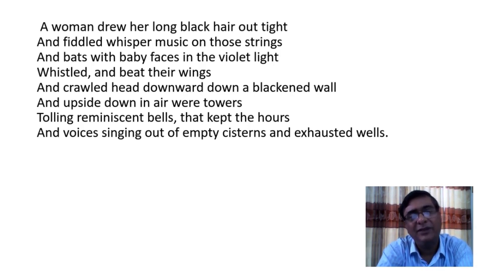And bats with baby faces in the violet light, it indicates also the degenerated human beings. Bats with baby faces whistled and beat their wings. Can you gauge the kind of imagery Eliot creates, that the bats are with the faces of human beings and beat their wings. They are beating their wings and crawl head downward down a blackened wall, and they are crawling.